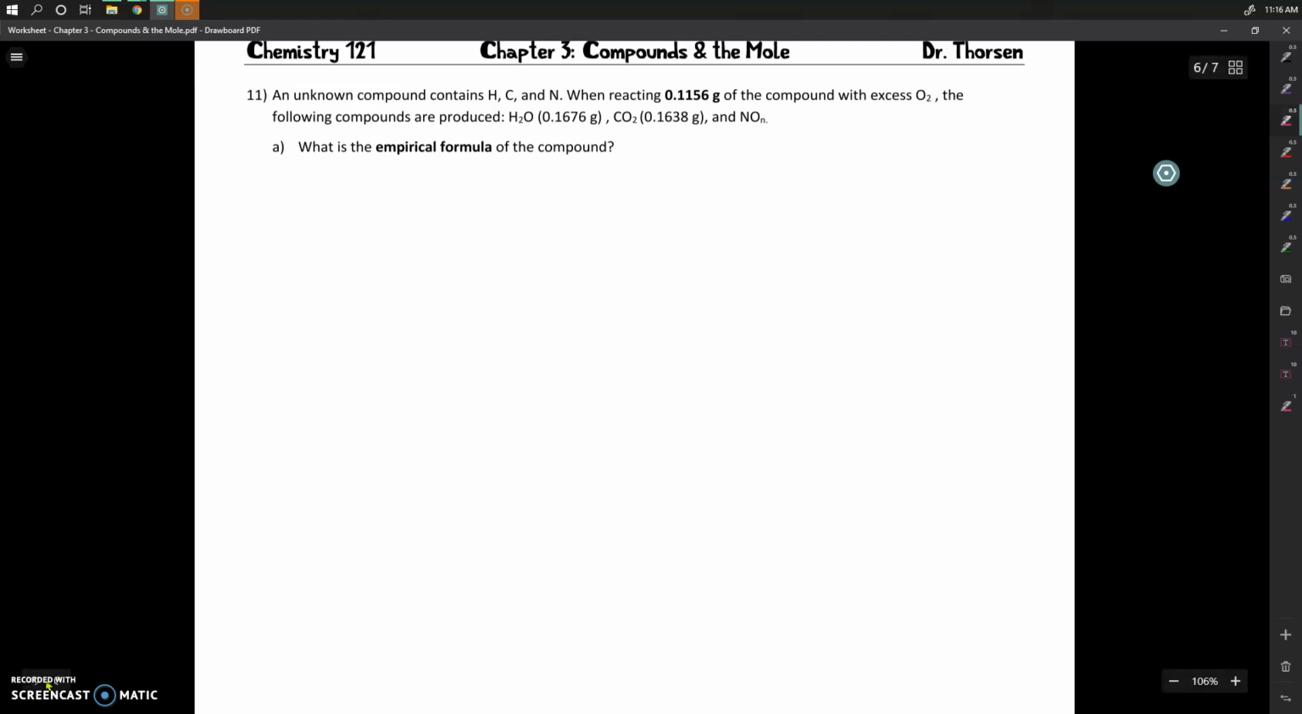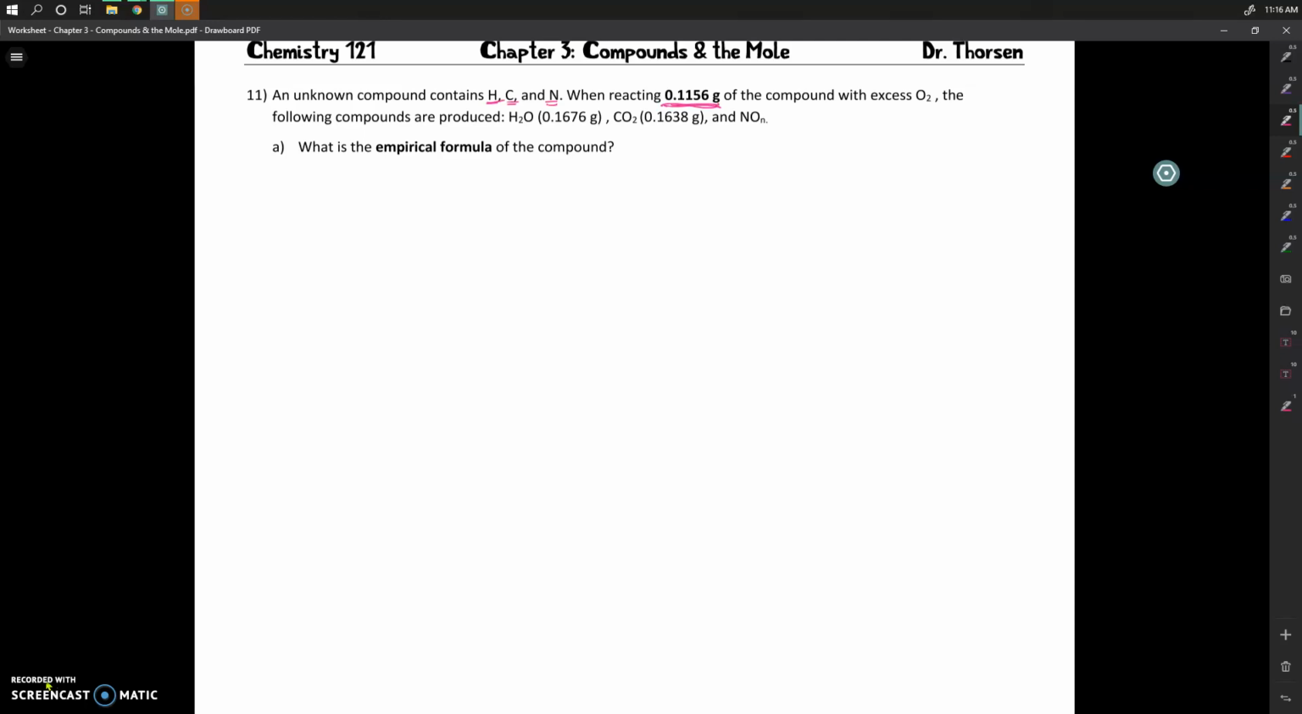in combustion analysis, we're going to put some amount of an unknown compound, and usually we have an idea of the elements that are in the unknown compound. So for this one, we know that there's hydrogen, carbon, and nitrogen, but we don't know what the relative ratios of those elements are in the compound. So, we're trying to find that empirical formula, that simplest whole number ratio between the elements, knowing what the elements are, but just not how many of them we have per mole.